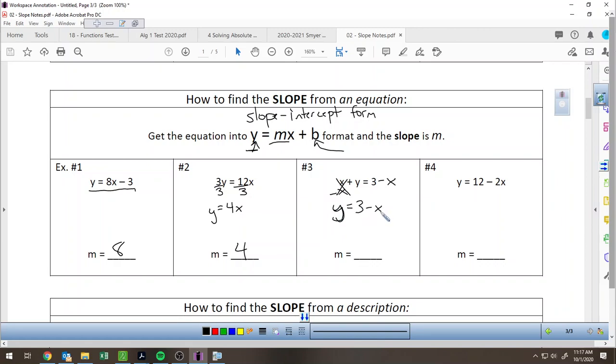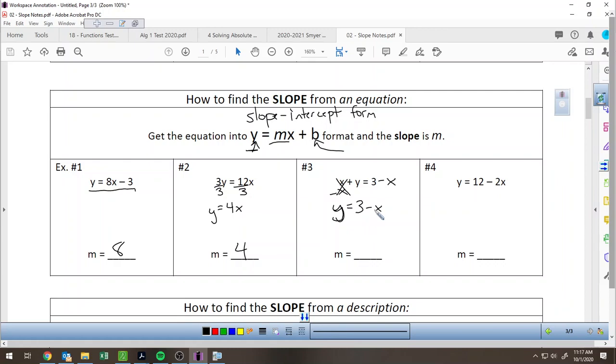Now, the form is kind of flipped around there, but it shouldn't matter. The number in front of the x is still your slope, and the other number is still your y-intercept. So what is the number in front of my x in that? I'm not talking about what number is also in the problem somewhere. I'm saying what number is directly in front of the x. What's the coefficient of the x?